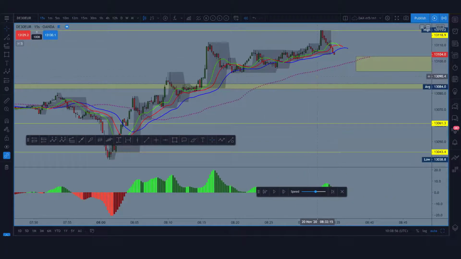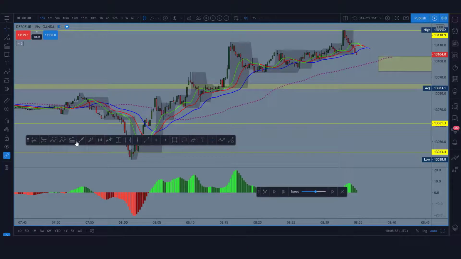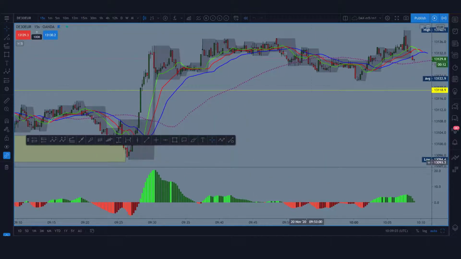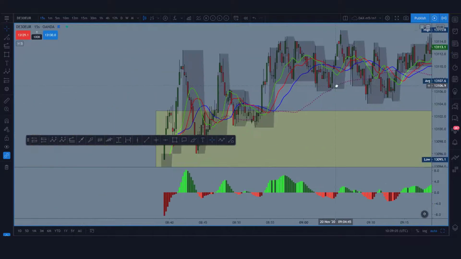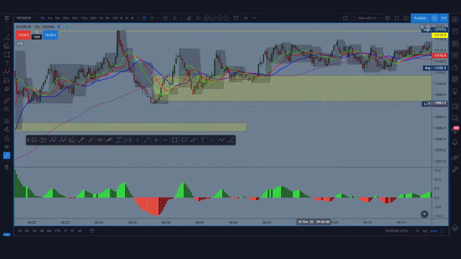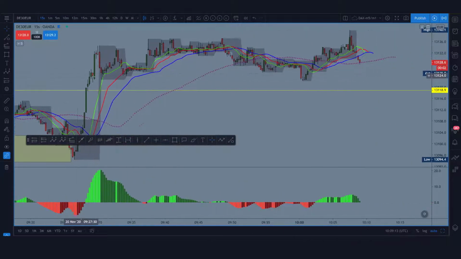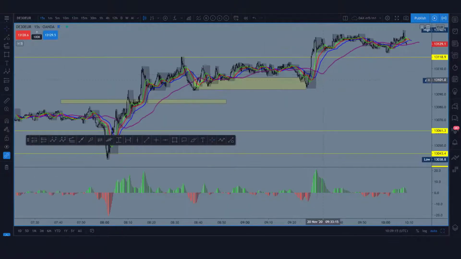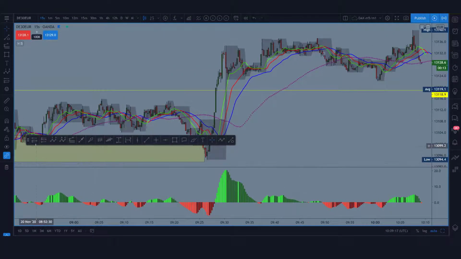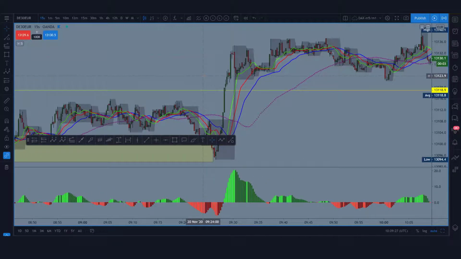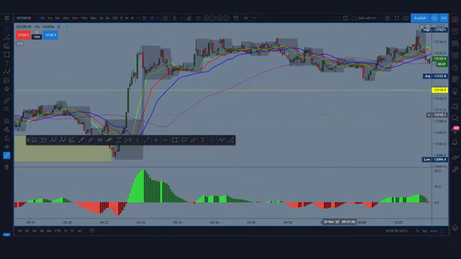Oh, I'm searching for that, but it's not here because it's not printed yet. Here we go. So here we go. That's my little scalp. I've changed over the years the way I approach the 15-second and the 1-minute charts. It's just my personality thing.